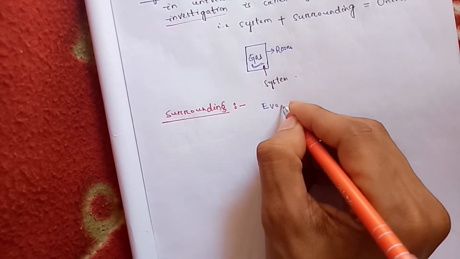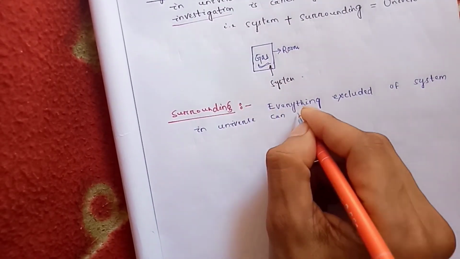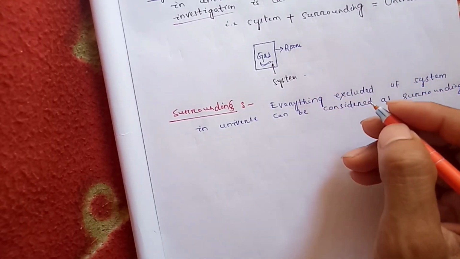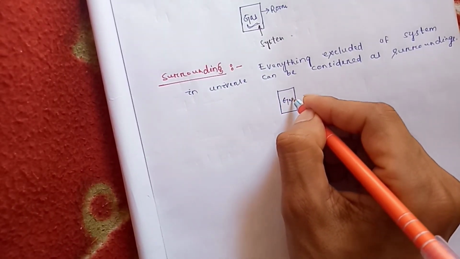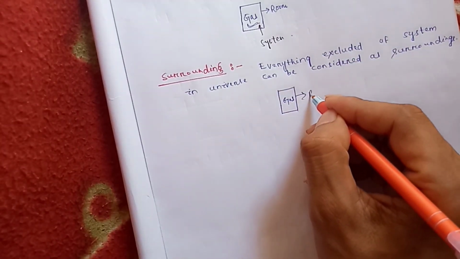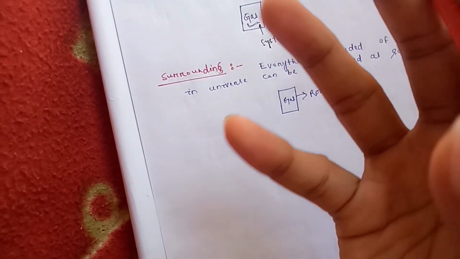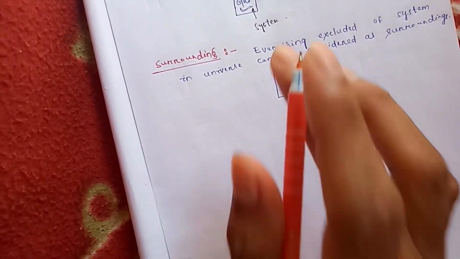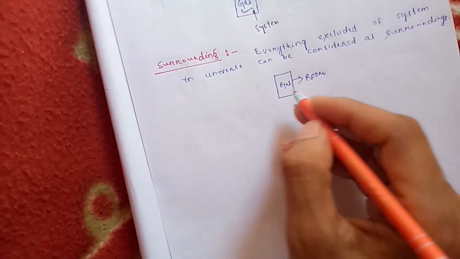So definition क्या है? Everything excluded from the system in the universe can be considered as surroundings, which means that suppose this is our system, meaning gas present inside this room is considered as system. Then remaining everything which is there in the universe we call surrounding. And remember one thing, without surrounding we cannot define system. Surrounding के बिना system defined नहीं है. Is it clear? So there is a boundary between the system and the surrounding.